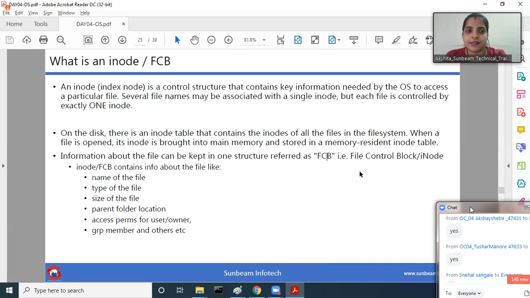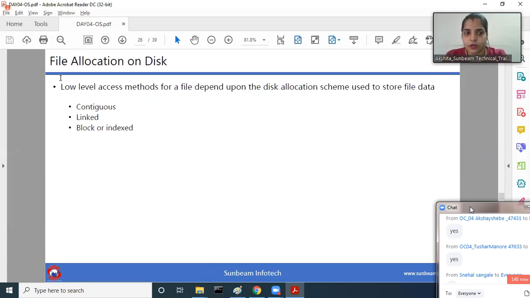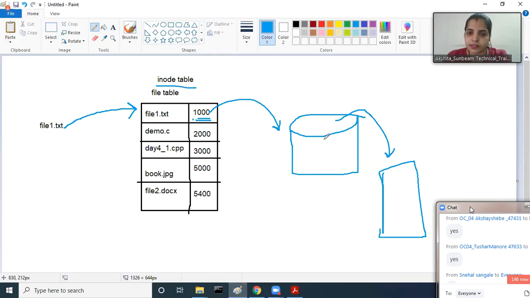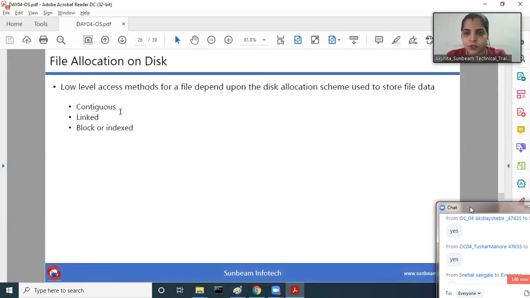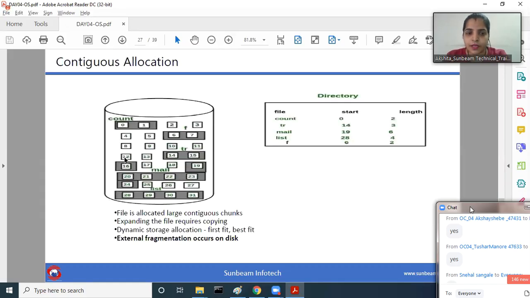Right. So let us observe some allocation techniques on the disk. Means when we talk about this disk, this disk is having different allocation techniques, how the file can be stored. One is contiguous, another is linked, another is blocked. Let us observe.